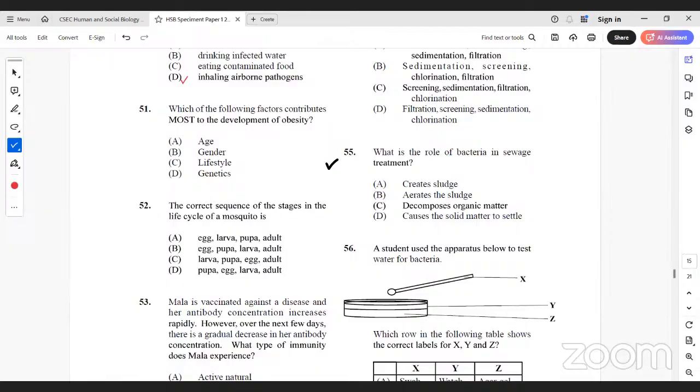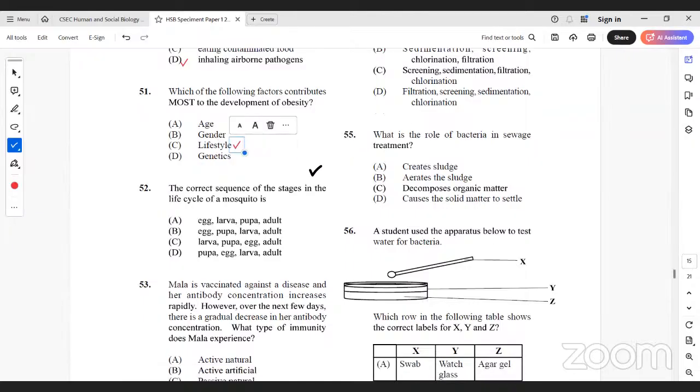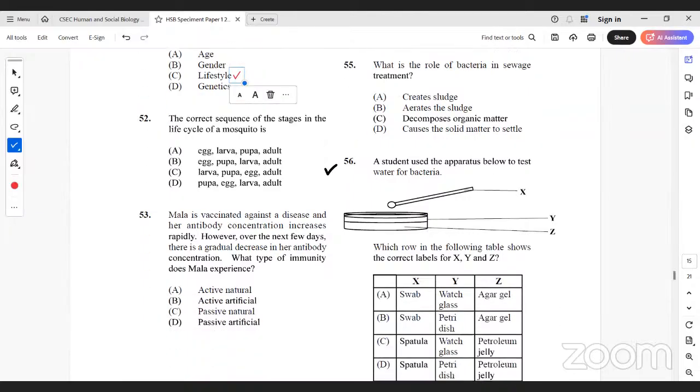Let's go on to 51. We are nearly there. Just a few more questions. Which of the following factors contribute most to the development of obesity? Remember, these are still questions about diseases. This is section D. And I'm seeing persons already choosing lifestyle. So yes, lifestyle is the correct answer.